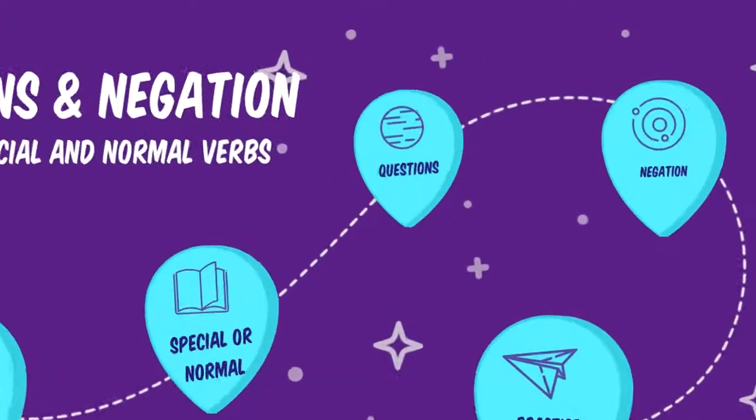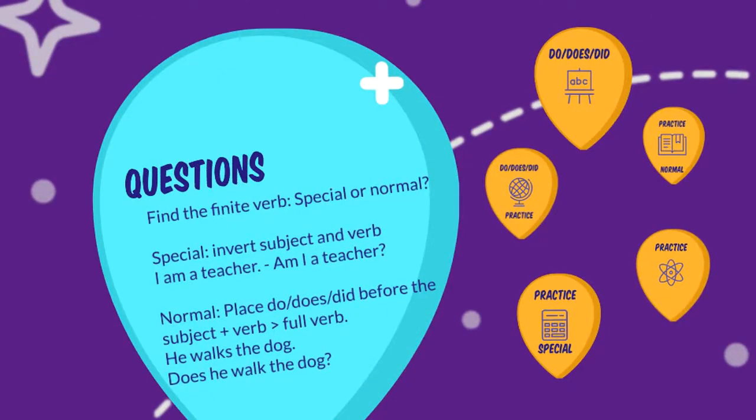Okay. Now, what to do with the special and the normal verbs? Well, when we do questions, then the first thing you want to do, when we give you a sentence and tell you make this into a question, is that you need to find the finite verb. And the finite verb is always the first verb in the sentence. And then you need to ask yourself, is that verb that you found special or normal?